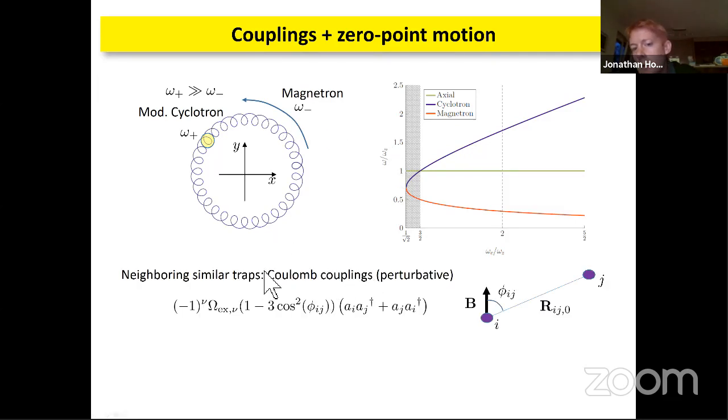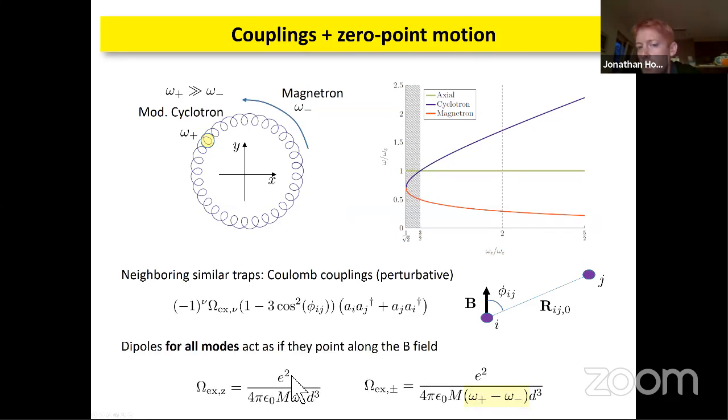Well, you can look at what the Coulomb couplings are for these types of modes. And what you see is a very similar dipole-dipole form to what we had before, 1 - 3 cos squared phi, that's the angular dependence. And it again has this exchange frequency, which I was pointing to before, which is proportional to the zero-point motion squared divided by the distance between sites cubed.